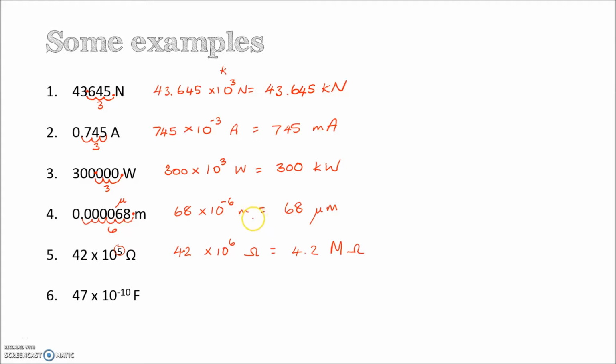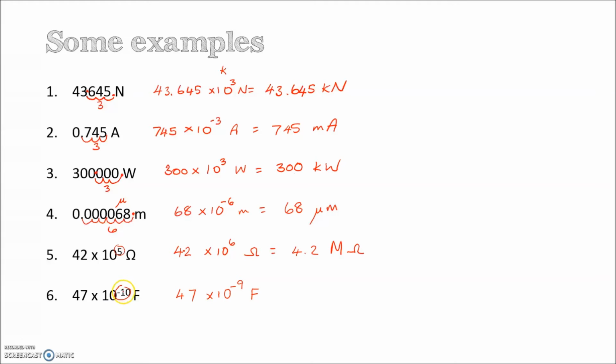And finally, example number 6. Again, we want to express this number in engineering notation. So times 10 to the minus 10. Well, the nearest one to that is times 10 to the minus 9 farads. So we've got our 47 here. So at the moment those two numbers aren't the same. We've got 47 times 10 to the minus 10 and 47 times 10 to the minus 9.